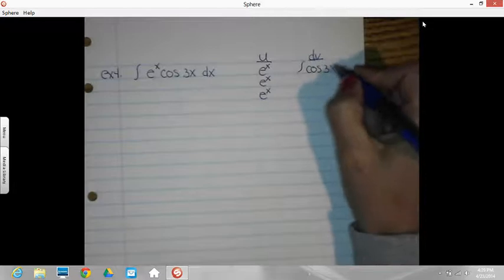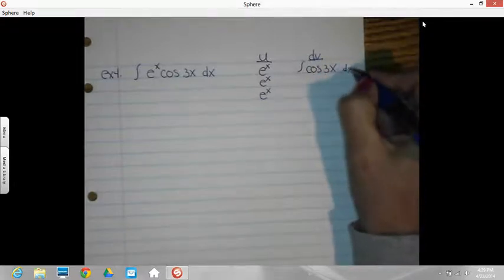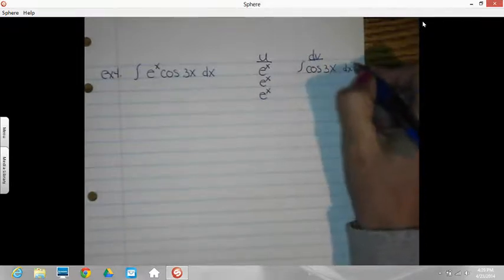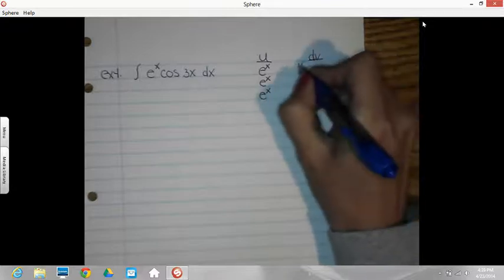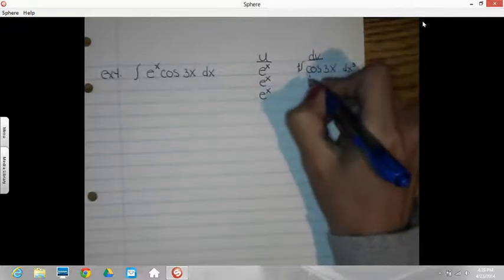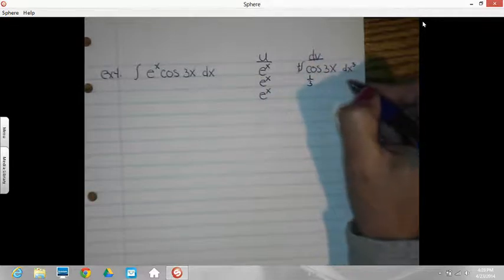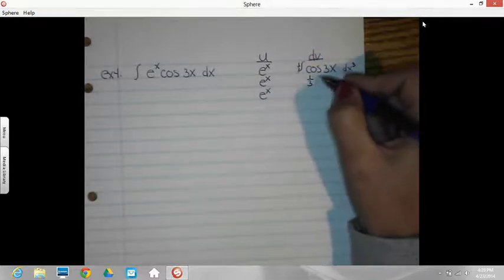Before I can integrate, I need the derivative of the angle attached to the dx. Derivative of the angle is a 3. So I need a 1/3. So I've got 1/3. What has cosine as its derivative is sine.